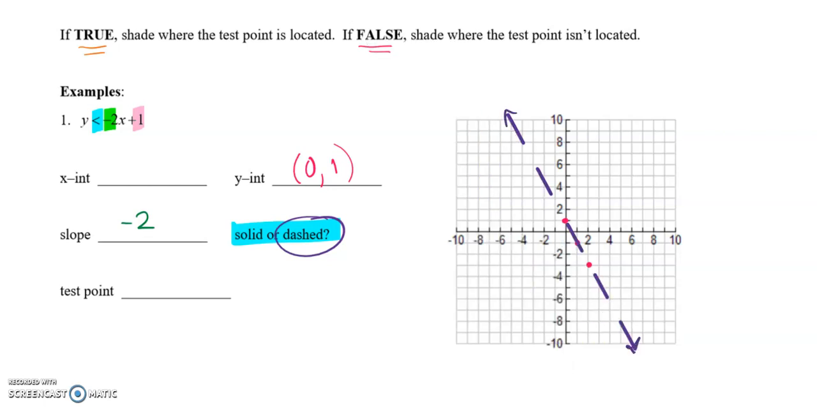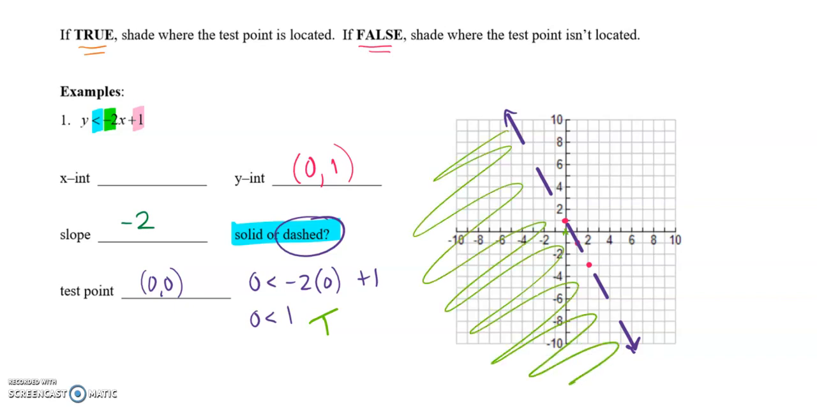So put arrows on the end because it's still a line. That says I'm going to get all the way up to it, but I'm not going to include any points on the line. Where's my test point? Well, I know where 0, 0 is going to fall, so I'm going to choose 0, 0. When I plug in 0, I get 0 is less than negative 2 times 0 plus 1. That says 0 is less than 1. Is that a true or a false statement? That is a true statement. So that says I want to shade where my test point 0, 0 is. So I'll shade on this side of the line.